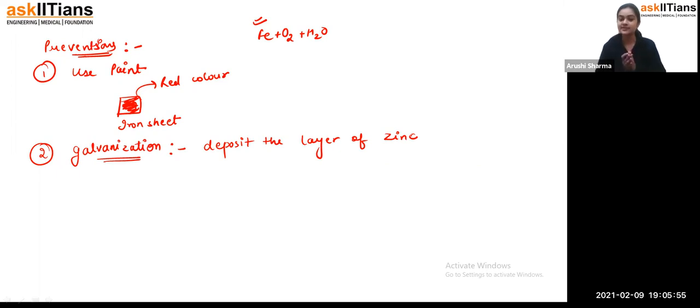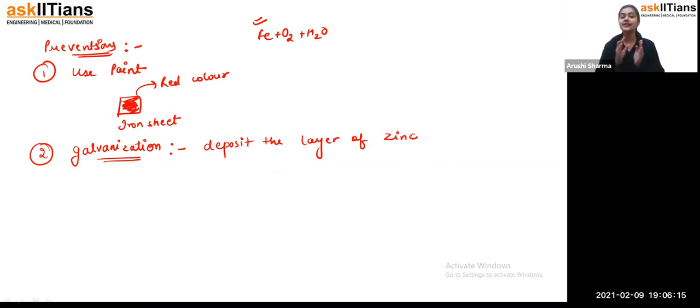So what will happen, student, as we have seen, the oxygen is getting added with the iron. Now the oxygen will get added up with the zinc and the iron will remain the same. So that is the galvanization process: when you deposit a layer of zinc metal over the iron, the zinc will get oxidized, or we can say it will undergo oxidation, and the iron will remain safe.